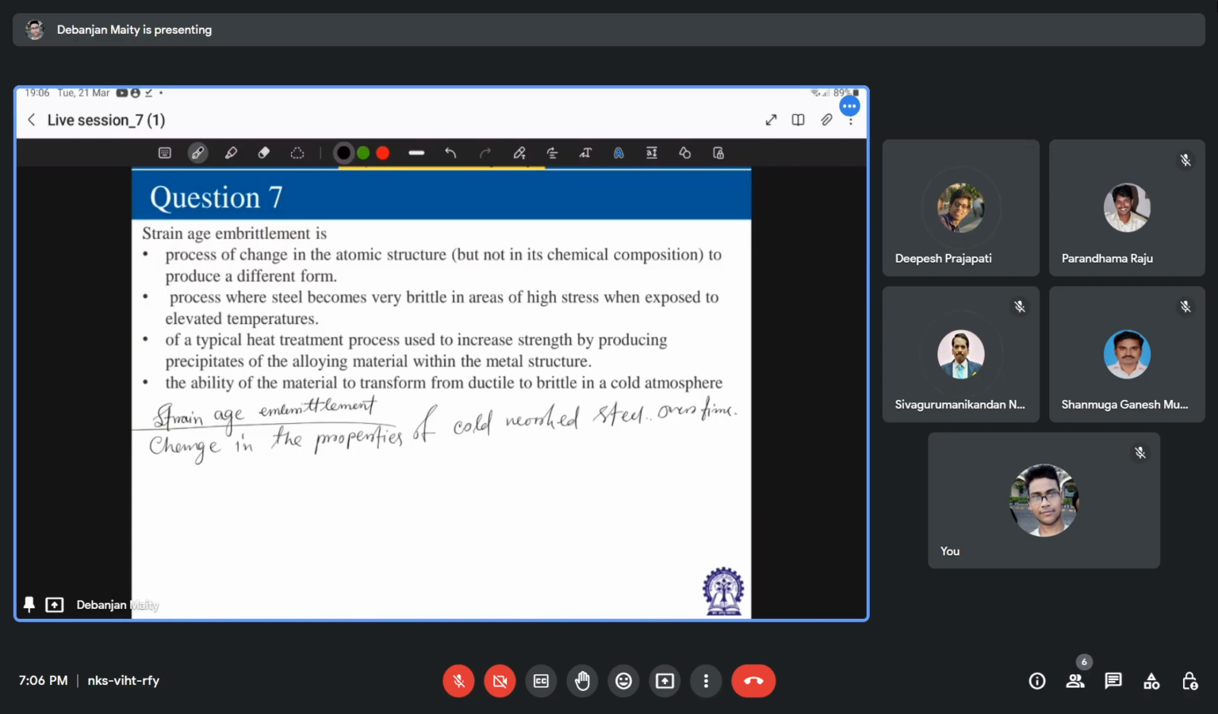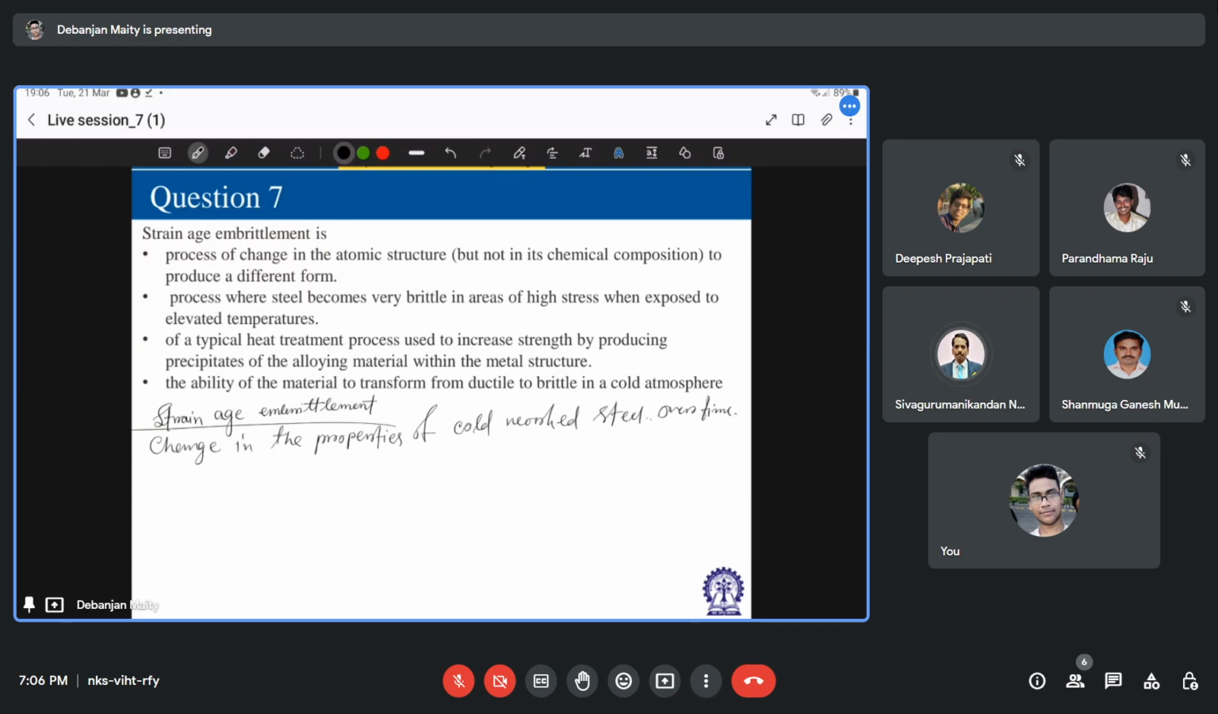Rolling. Anything else? You can simply do some punching operation. That is also cold working. You can do some bending operation, or maybe some shearing operation. Yes, as you said, rolling.